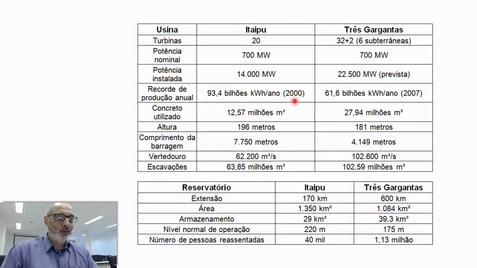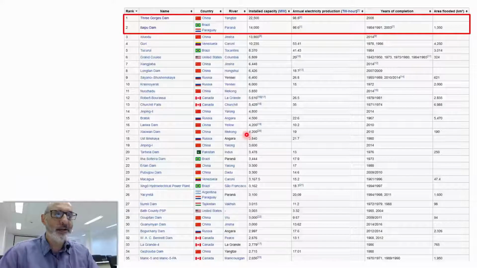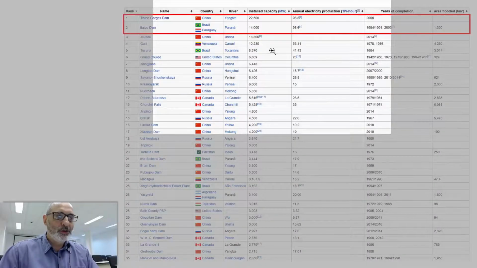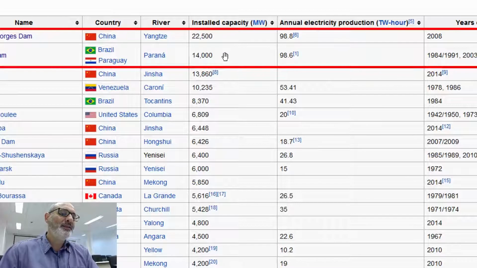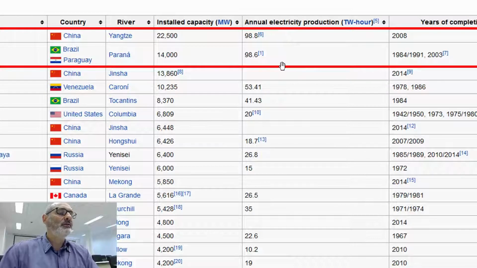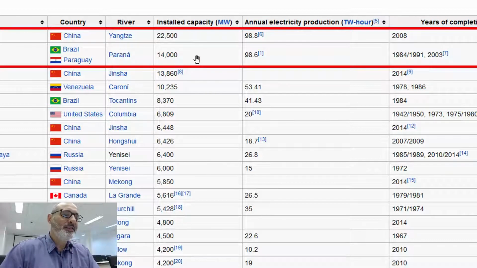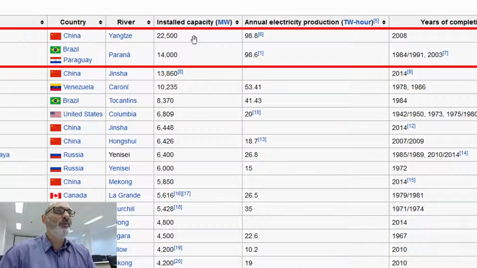But what I wanted to highlight is not the installed power. I'm going back a few slides, and I'm going to zoom to show you the installed capacities and the annual generation. You see, the installed capacity in Three Gorges Dam is almost twice that of Itaipu, but the annual generation is almost the same. And why is that? It's not only due to the capacity factor, but also due to the reservoir. I'm going to show you this.